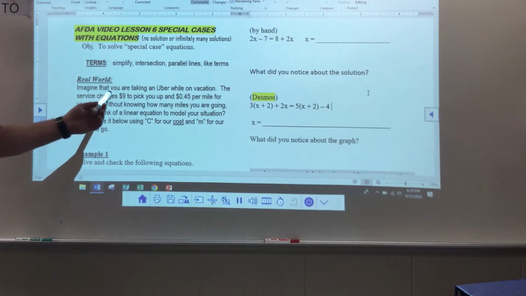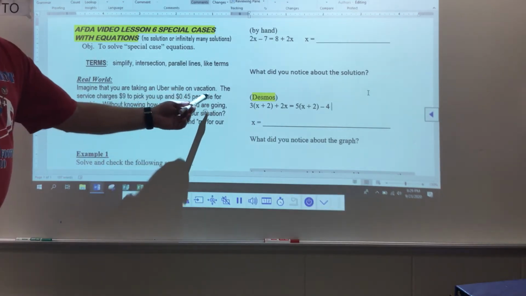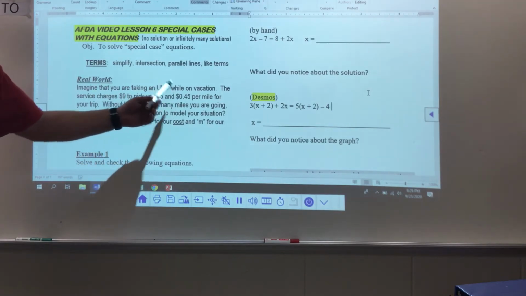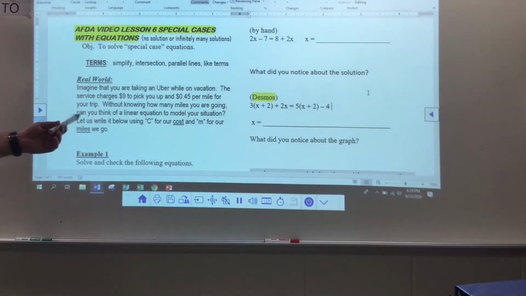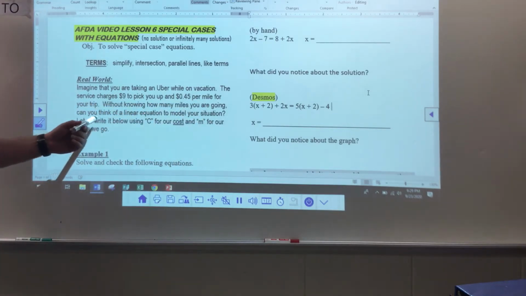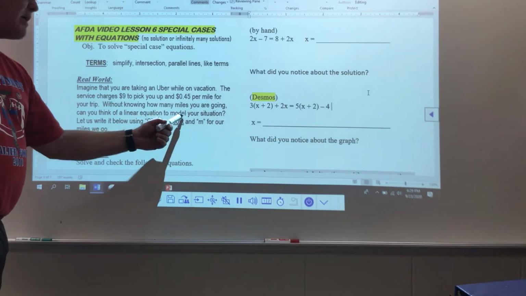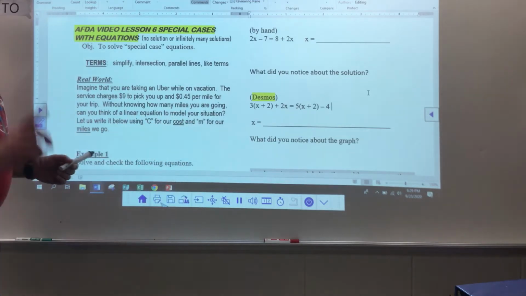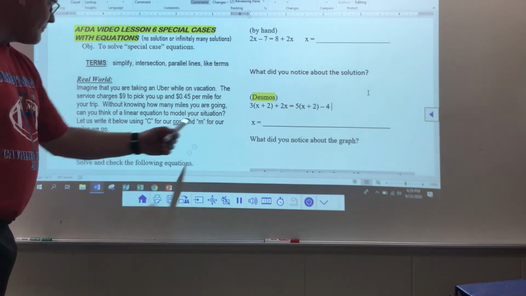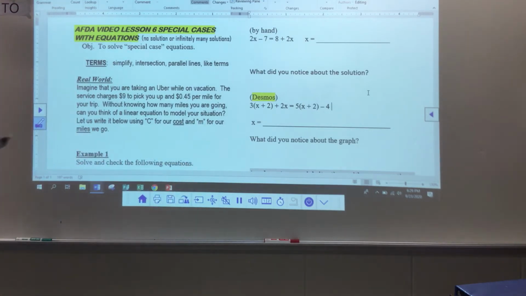It says, imagine you're taking an Uber while on vacation. The service charges $9 to pick you up and 45 cents per mile for your trip. Without knowing how many miles you are going, can you think of a linear equation to model your situation? I bet you can. Let us write it below using C for our cost and M for our miles.